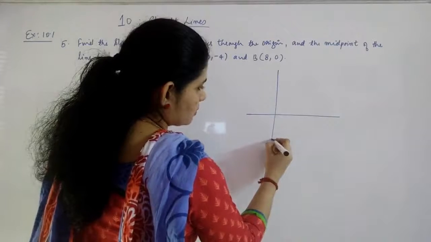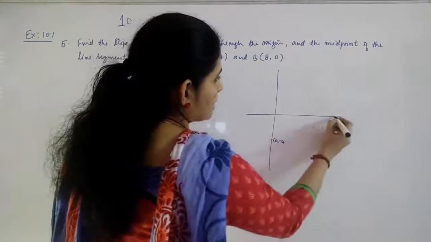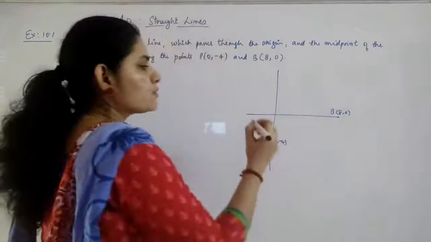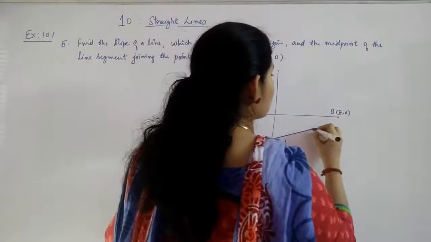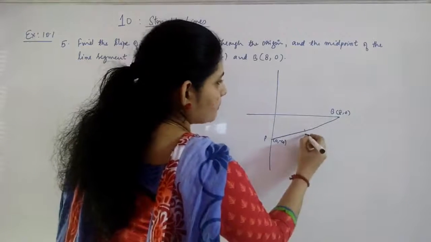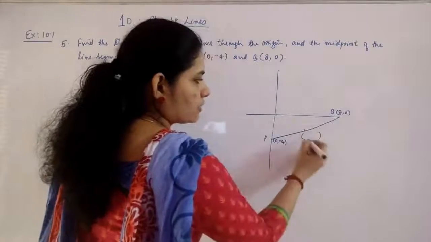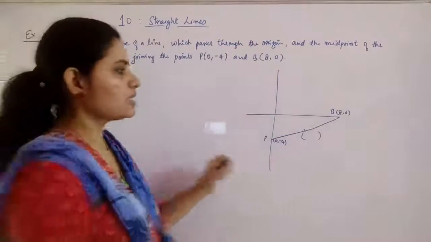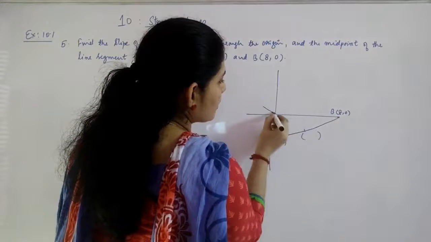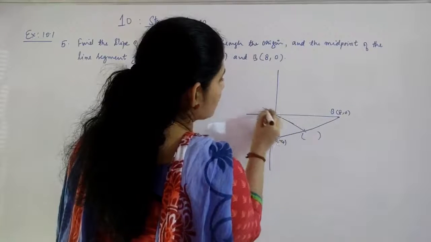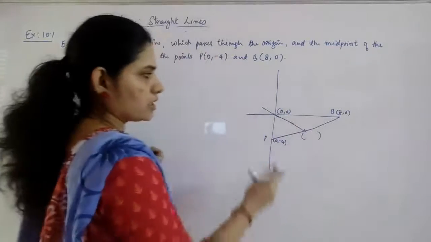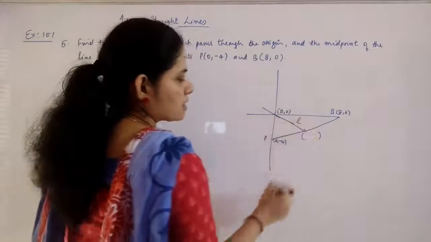Suppose this is (0, -4), and (8, 0) let it be B and this is P given in the question. You have to find out that point which is acting as the midpoint of these 2 points. The coordinate of this you can find using the midpoint concept, and then find the slope of that line which is passing through this point as well as the origin. So one point will be the origin and the other point will be this midpoint.